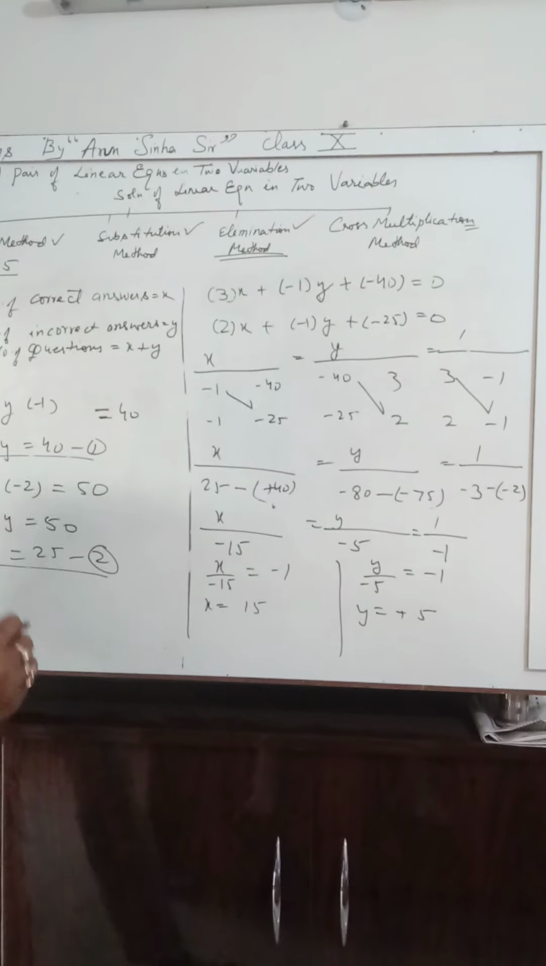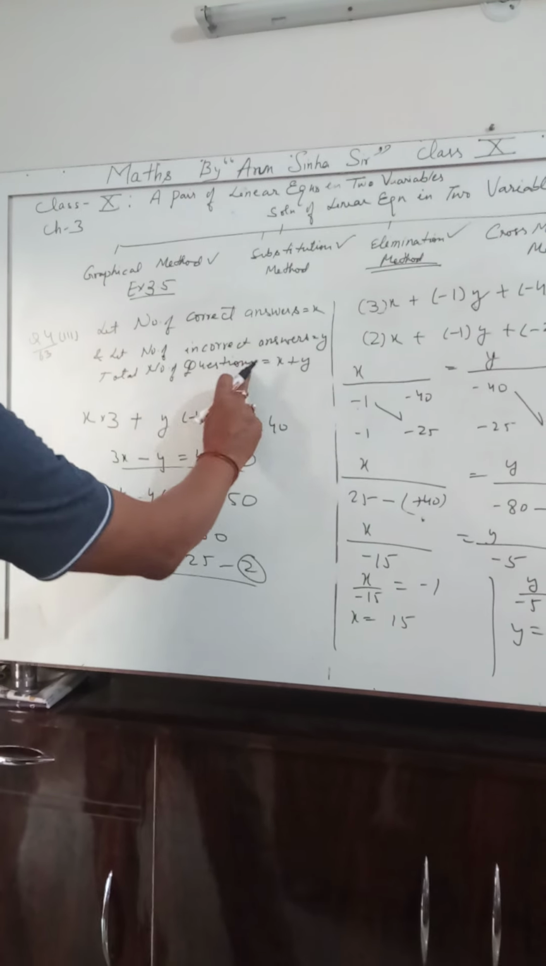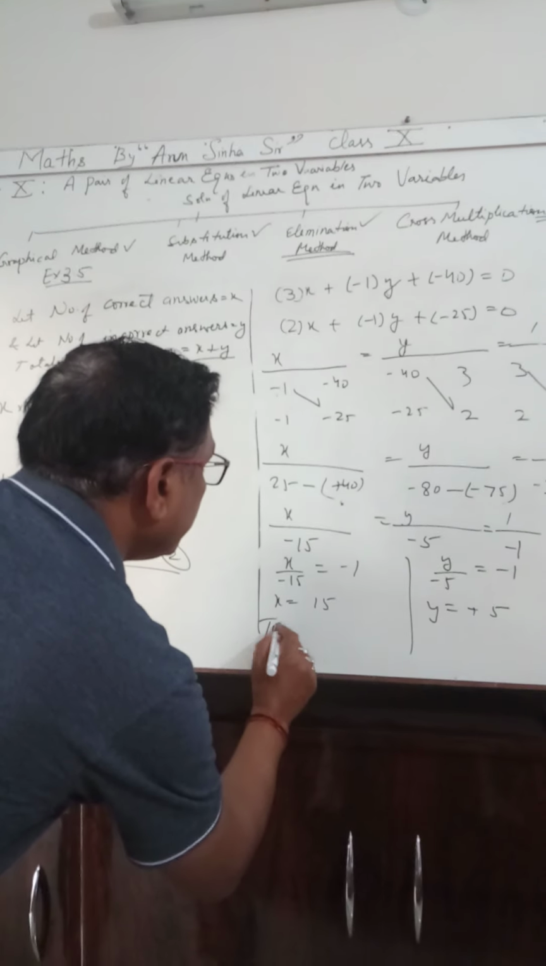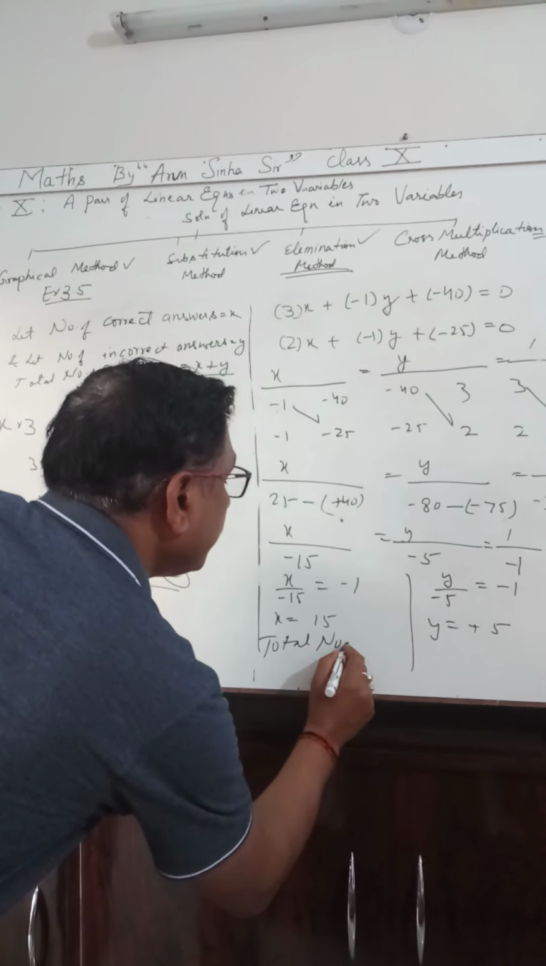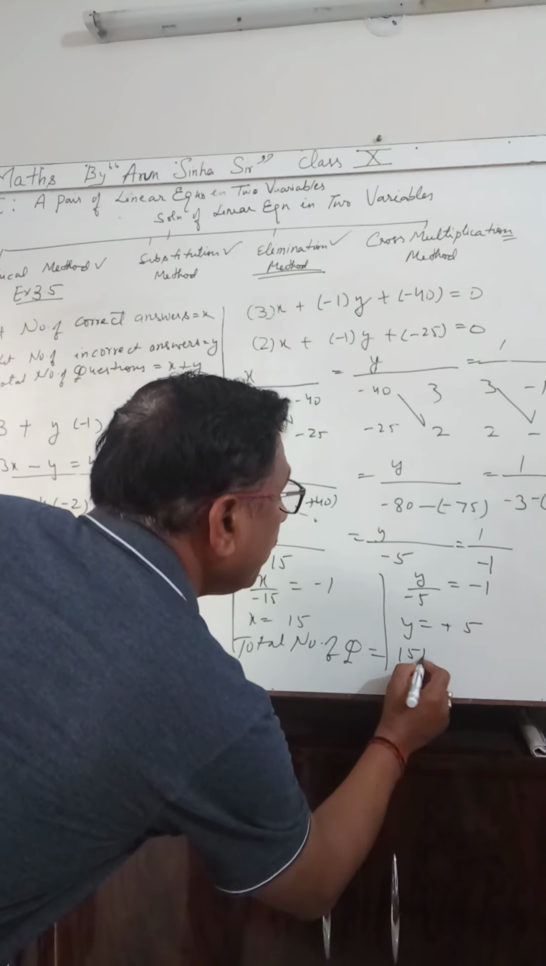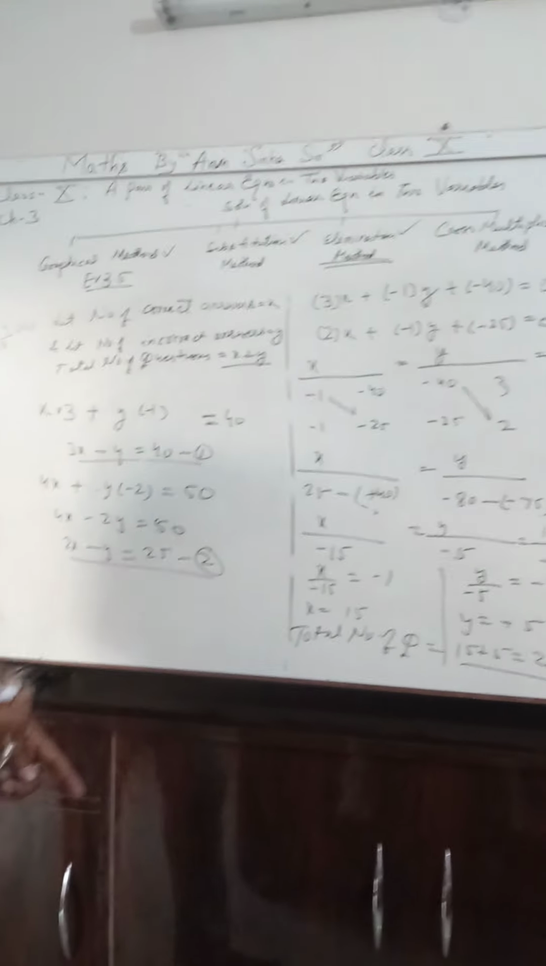Okay children. So total number of questions, that is x plus y, that is 15 plus 5, that is 20. So your answer should be 20.